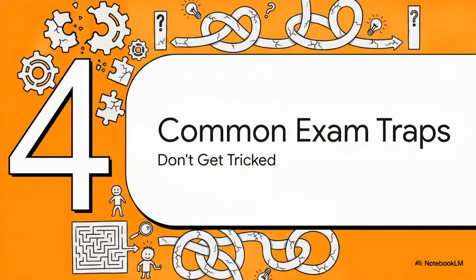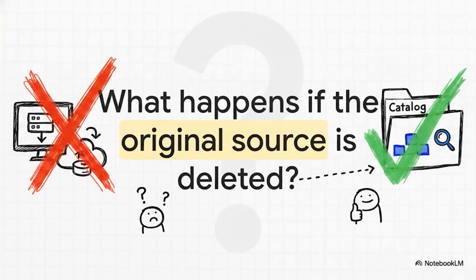Don't get tricked. Now we're going to uncover some of those really counterintuitive edge cases the exam literally loves to test you on. All right, here is a classic exam trick. Ask yourself this. What actually happens to a catalog item if the original source VM or image is permanently deleted? Think about it for a second. If you nuke the original source, does the catalog item just break?